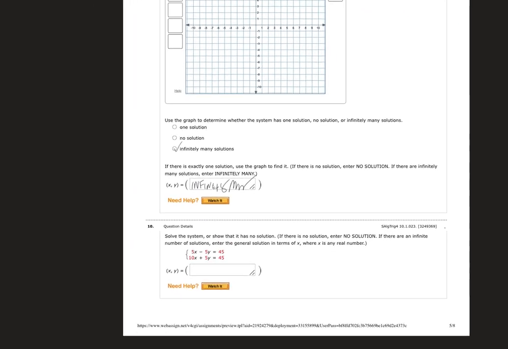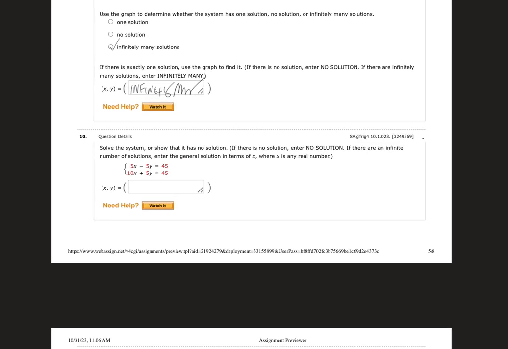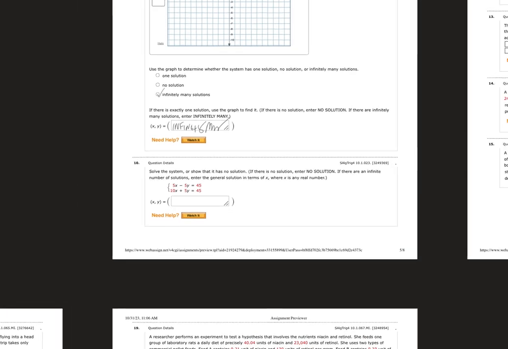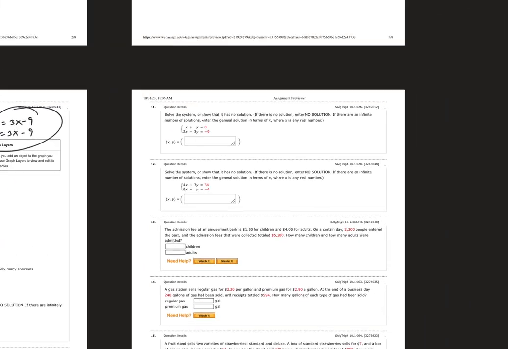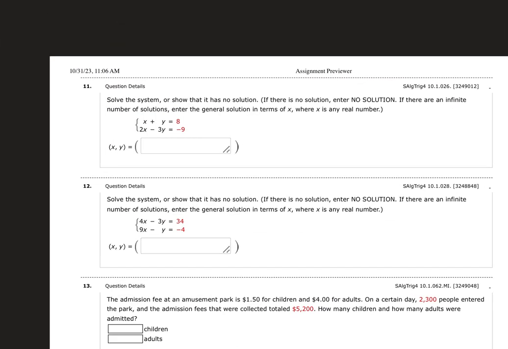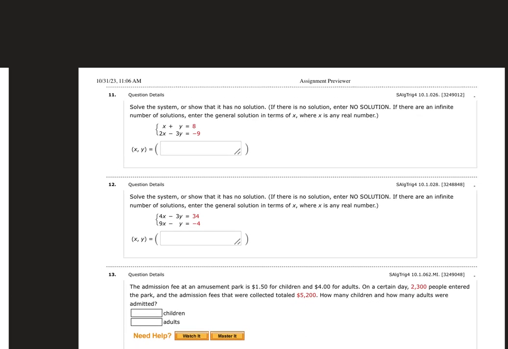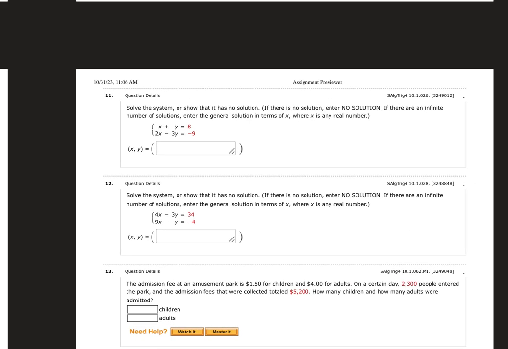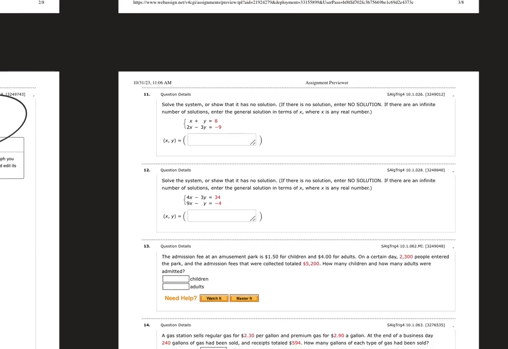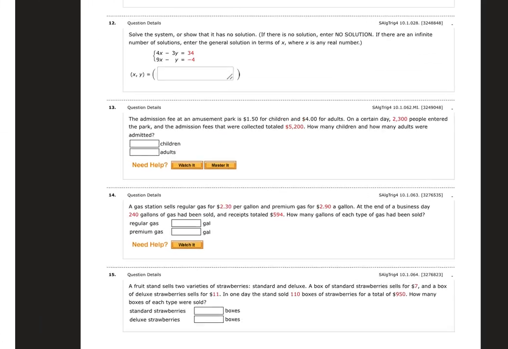Okay, number 10. Solve the system, show that it has a solution. Again, by this time, you've got several different tools under your belt for this. I'm not going to keep doing these over and over again because we've done a bunch of them. Again, solve it. You could do elimination, substitution, or graphing. Let's go to number 11.